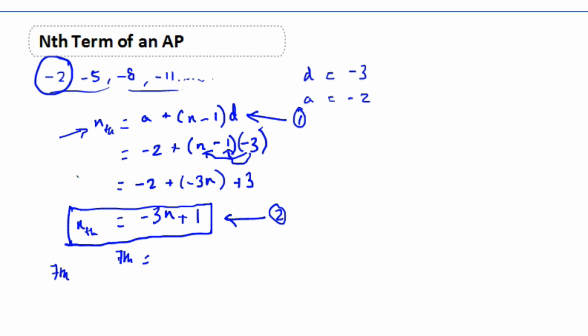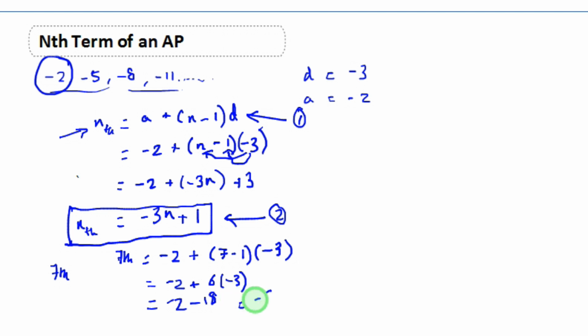So if we substitute it in the first one, we get -2, since that's the first term, a, plus we need to find the 7th term. So 7 minus 1 is 6, and times the common difference, which is -3. So it becomes -2 plus 6 times -3, which is -2 minus 18, which is equal to -20.